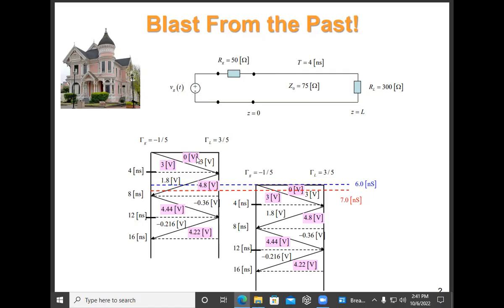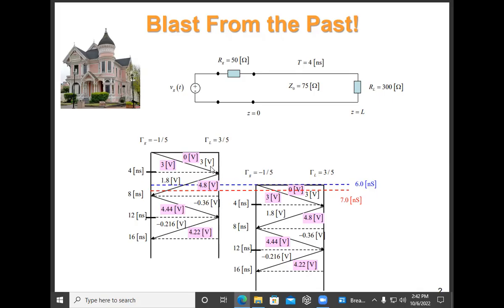So you don't say anything yet, 0. Then when it crosses you, 0 plus 3 is 3. So this 3 label here is in this triangular region. So 3 volts is going to be the solution until the next one crosses. In other words, you go into this region, and then it'll be 3 plus 1.8, which is 4.8.